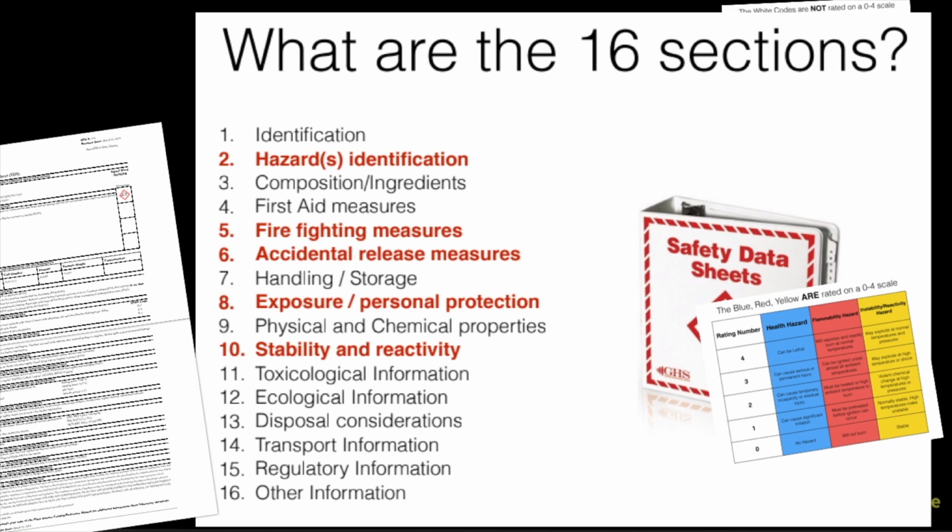These aren't the only 5 that will help you find the hazards, but these are the 5 you want to start with first so that you can get the hazards identified a lot easier. Then if you need to, you go into the other sections and get additional pieces of information to help you piece the puzzle together. The main sections we want to look at are sections 2, 5, 6, 8, and 10.